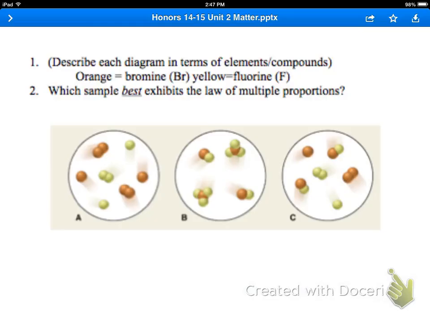So describe each diagram in terms of elements or compounds. They're labeled with bromine and fluorine, orange and yellow, and which one best exhibits the law of multiple proportions? So go through A, B, and C, shut off your video, label them elements, compounds, or mixture, and then figure out which one shows the law of multiple proportions best. When you're ready, turn the video back on.